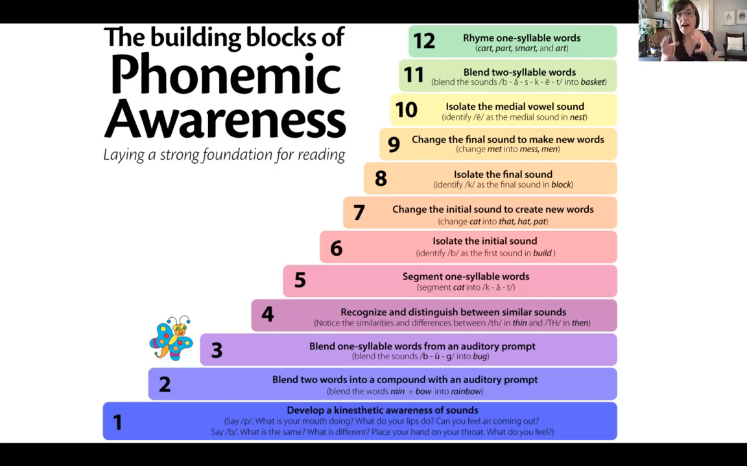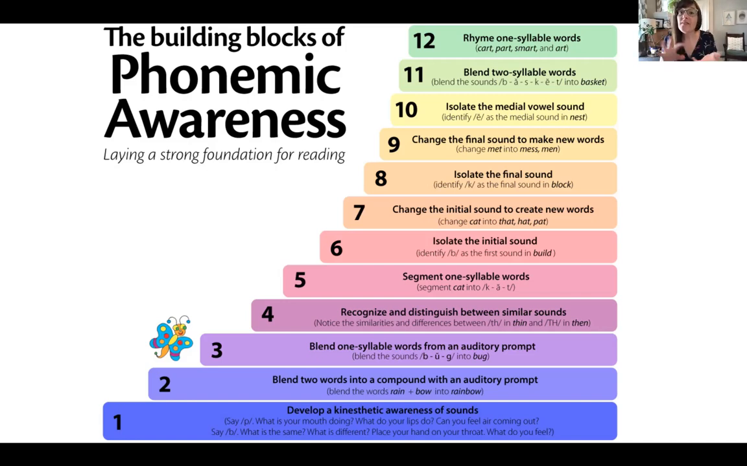So this is, I give you the word nest. Tell me what sound you hear in the middle, and the student has to isolate that sound. That is a really tricky skill. Next is blending 2-syllable words. So blend the sounds. For the word basket, give them each individual sound and they can give you the word basket.